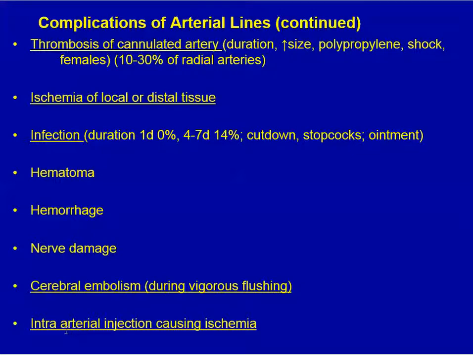Finally, there's always a risk of someone injecting a drug into an arterial line. I know I have done it, and I suspect it occurs much more commonly than we know about. And I suspect that this may be the cause of a number of the cases of so-called ischemia, because some kind of sclerotic drug was injected into the radial artery.